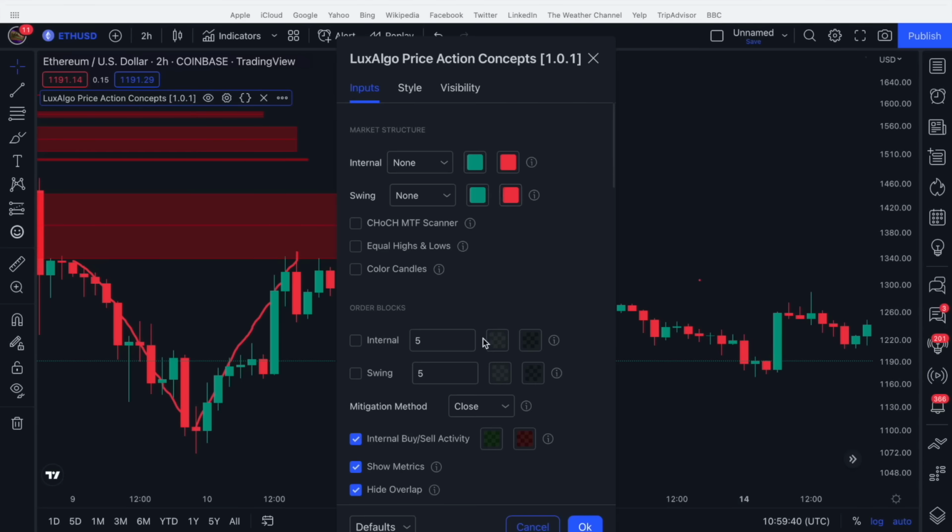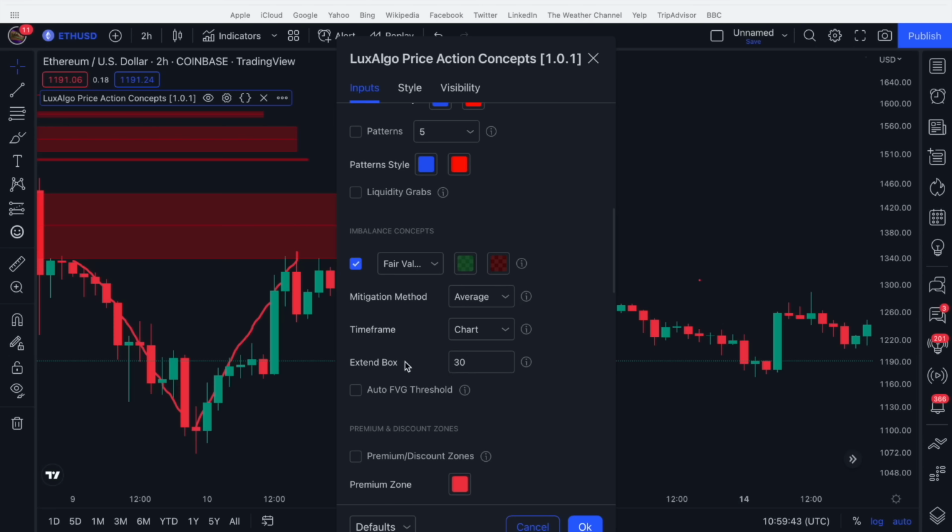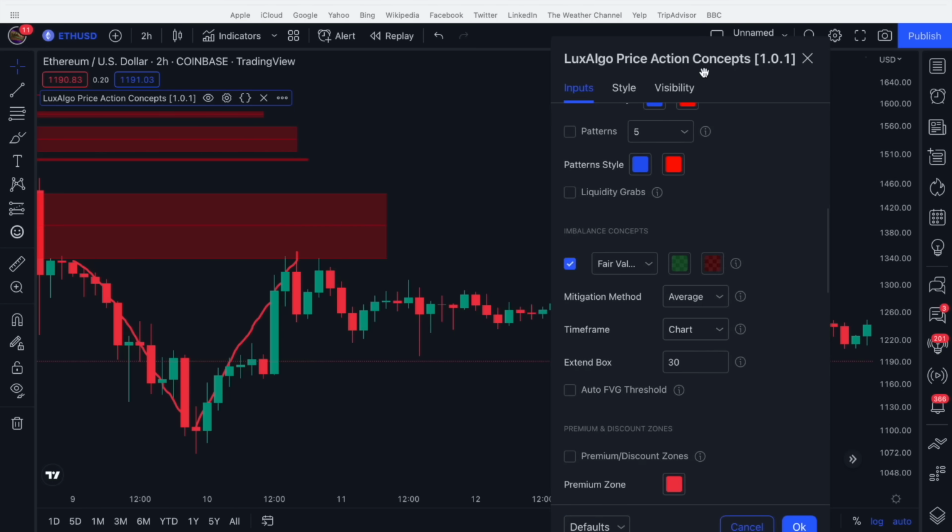Now, I don't particularly recommend doing this, but we can see the extend box option to extend the gaps all the way. So I've extended it by 30 just to highlight the fact that we came down and we now want to revisit this fair value gap to fill the gap that we left in the market.